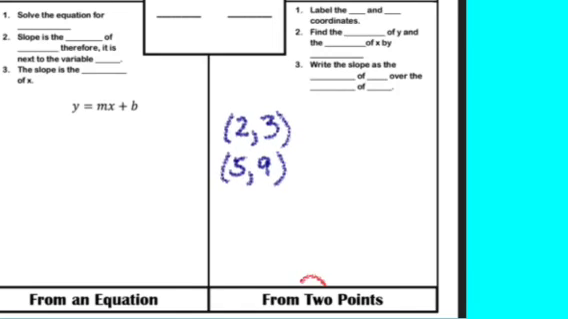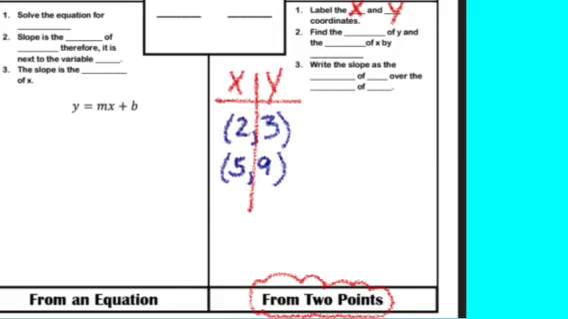Okay, so now let's look at finding the slope from 2 points. This really isn't any different from what we looked at in the first box about finding the slope on the table. So they said to label the x and y coordinates on here. I want you to think about this being on a table. So you kind of got to have your points stacked.